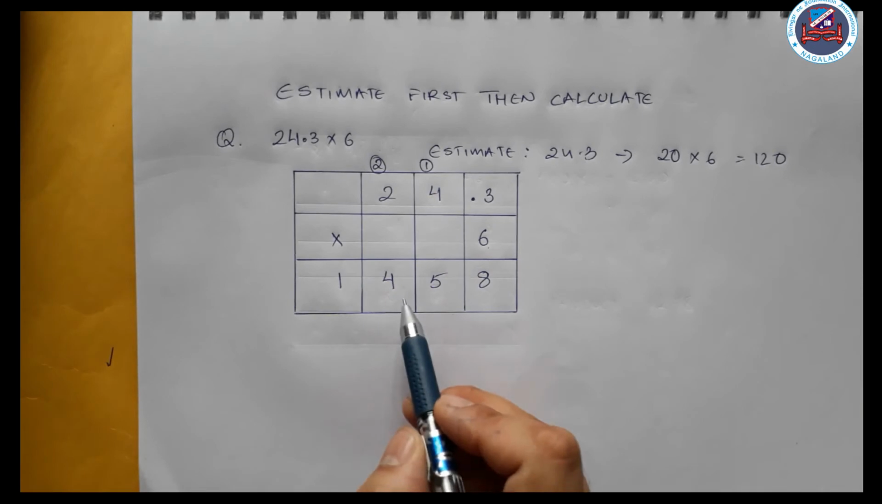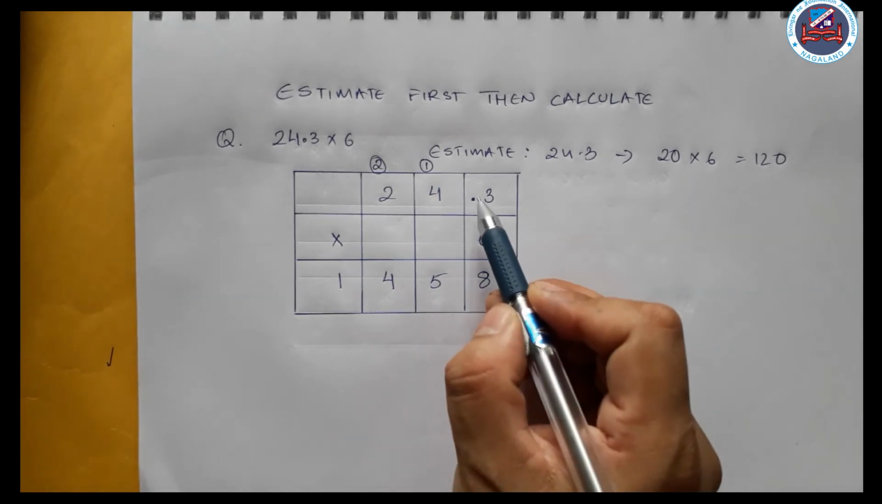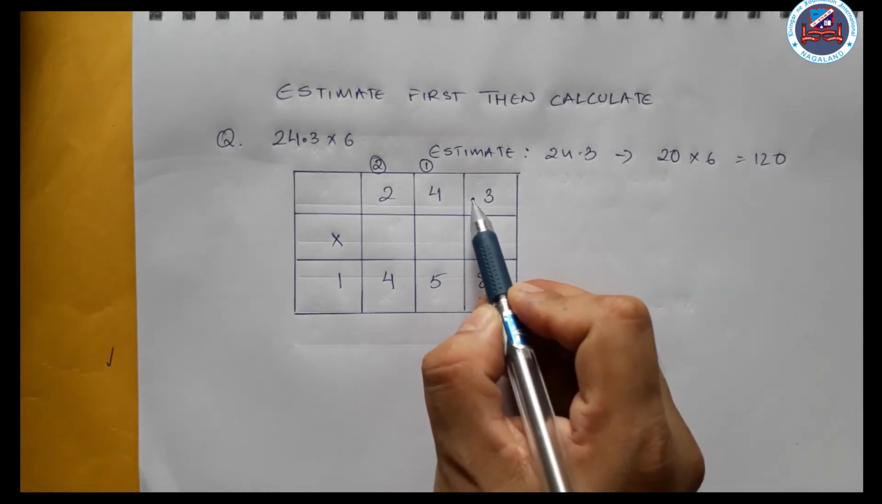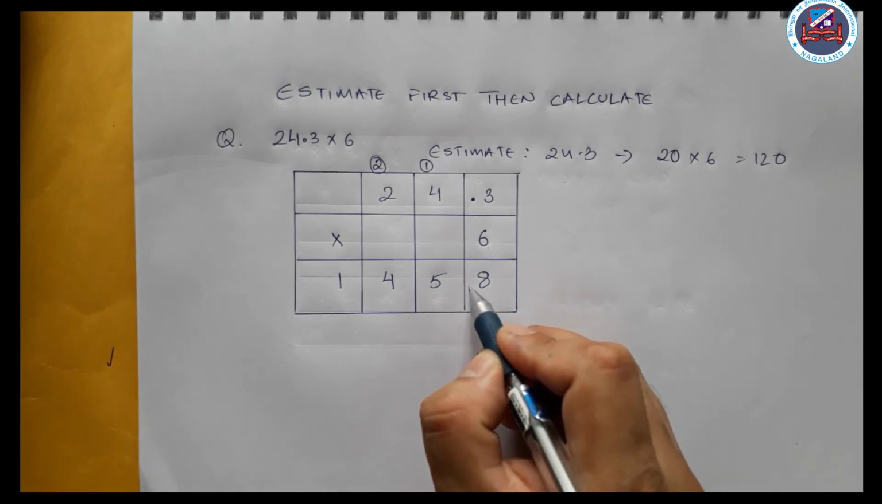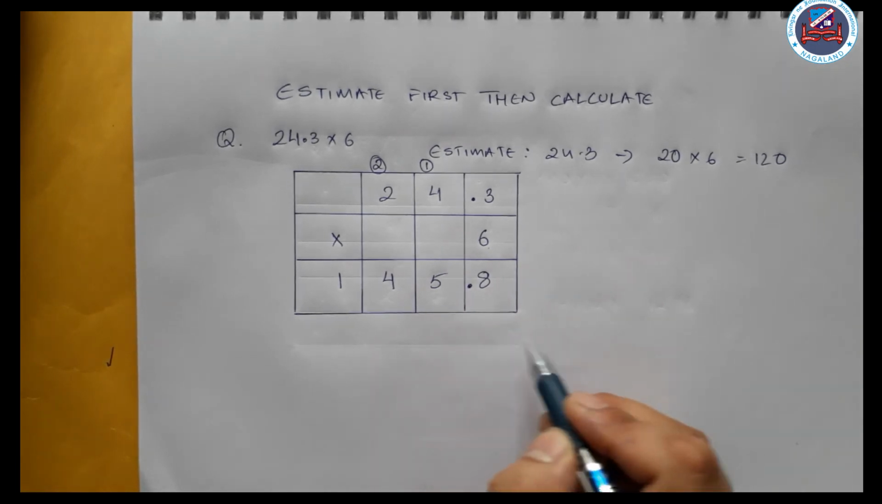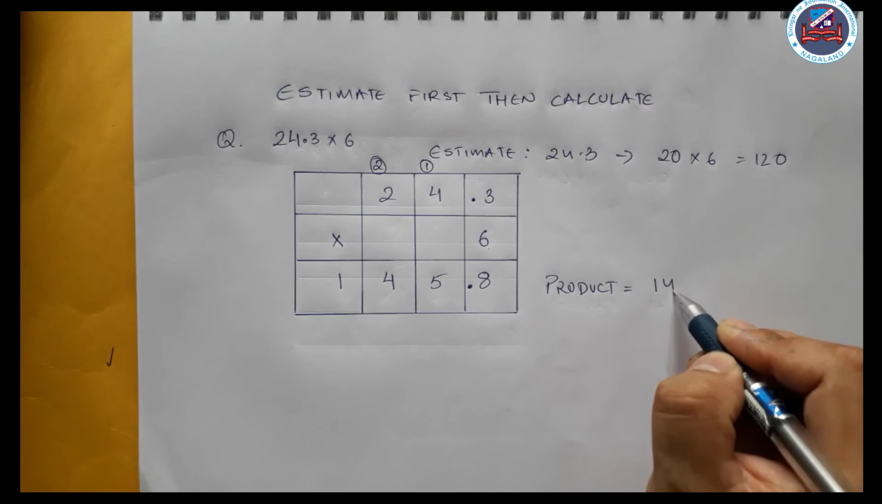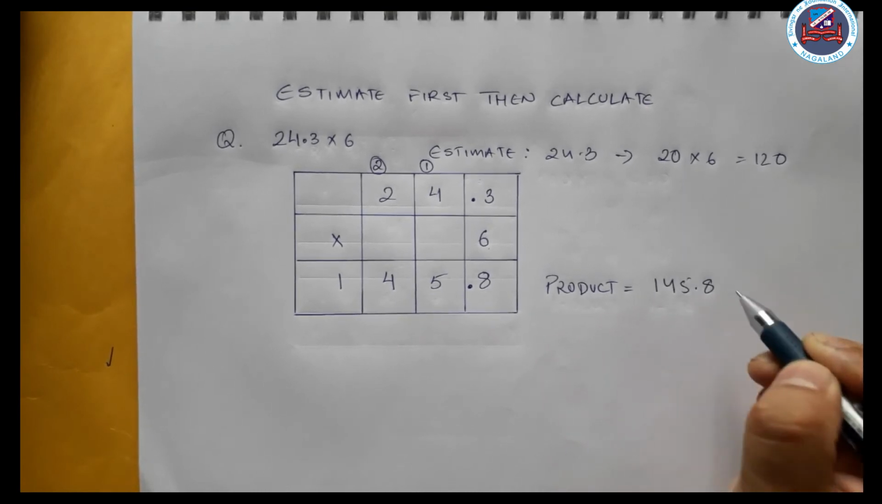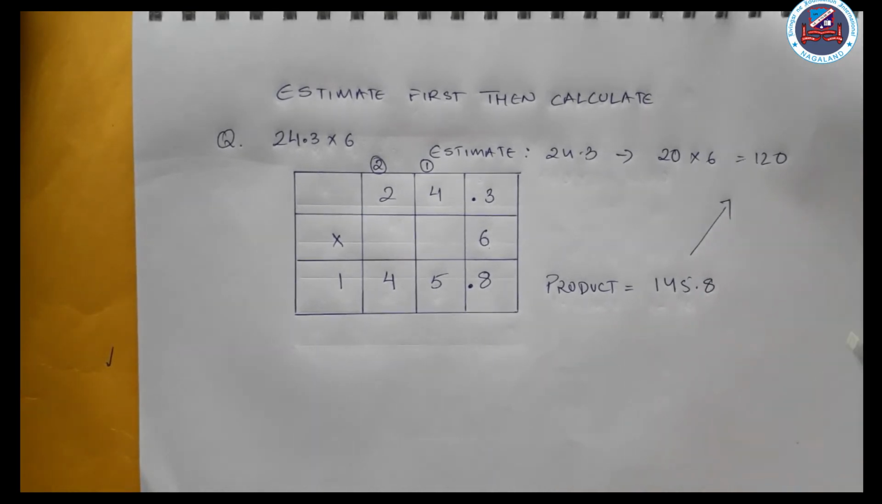Now, you have 1458. Now, you have a decimal number here. So, you put the decimal point here. So, the product equals 145.8. Now, which is also again a bit close to 120. So, our answer is reasonable and correct. The product is 145.8.